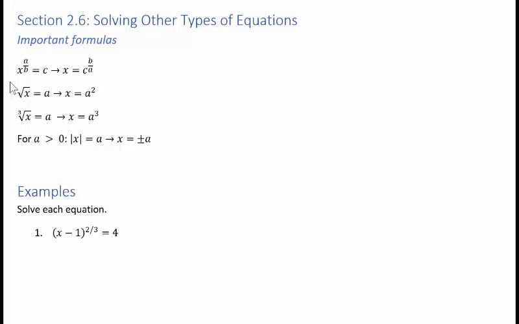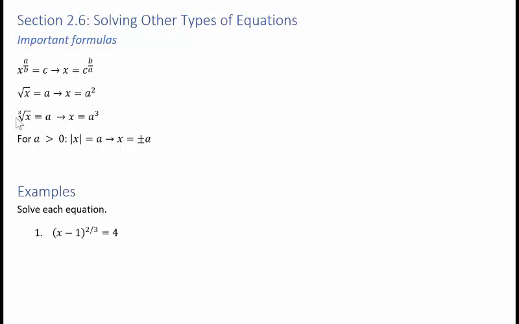So x to the a over b, if that is equal to c, you can get rid of that rational exponent by raising both sides of the equation to their reciprocal. So you end up with x is equal to c to the b over a. And the square root of x is equal to a. You can get rid of the radical by squaring both sides. So we're left with x is equal to a squared.